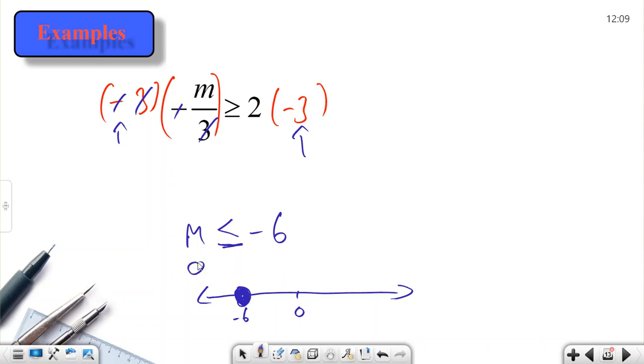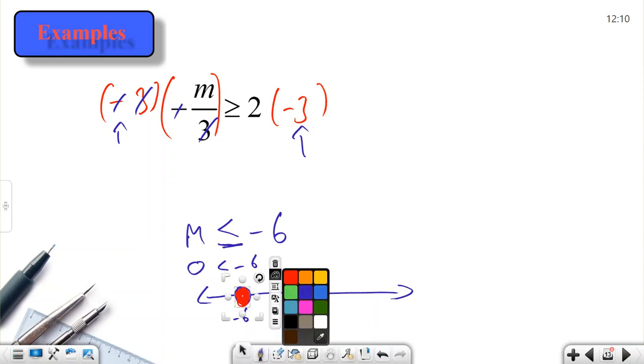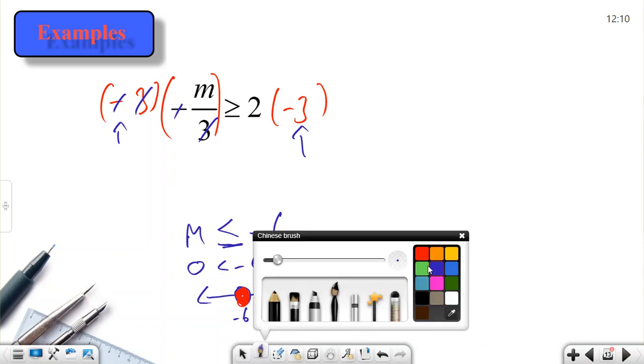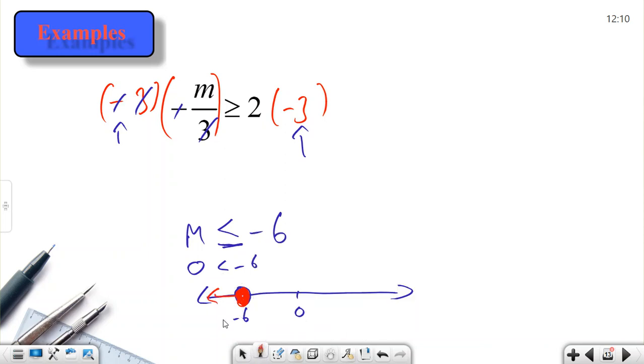Let's try 0. Is 0 less than or equal to negative 6? Wrong. So 0 is not inside the solution set. That means the right side is not our solution set. The left side is the solution set. Let's change the color and make it red. Draw it red. So the left side of our checkpoint is the solution set.